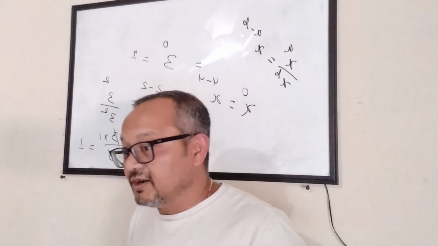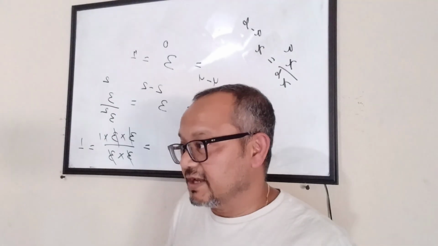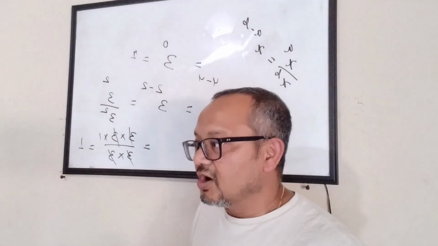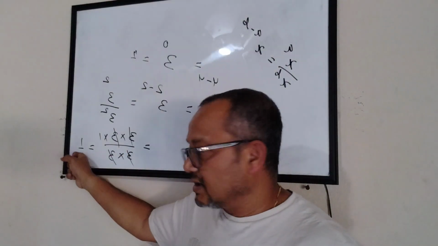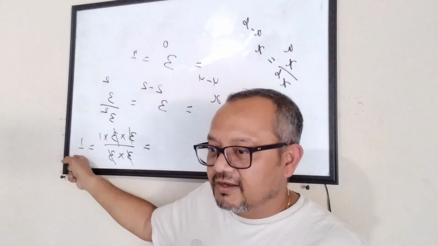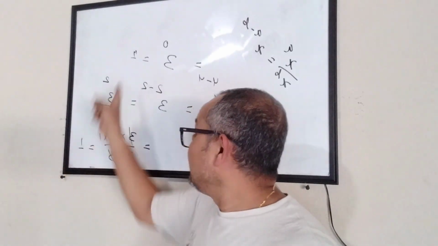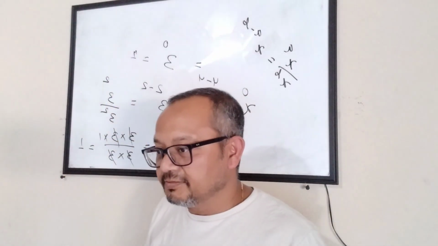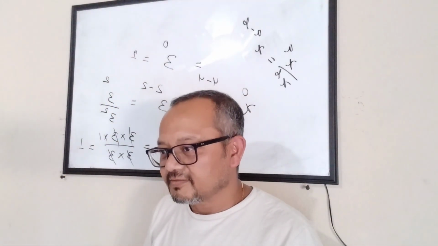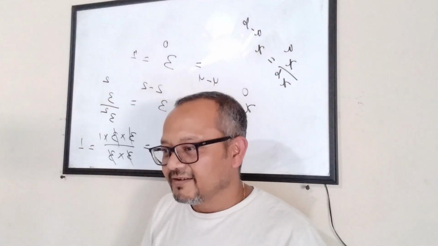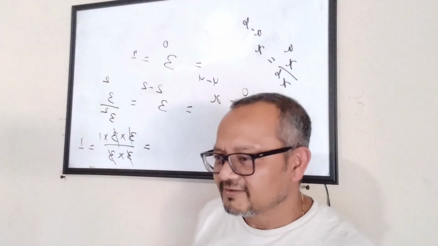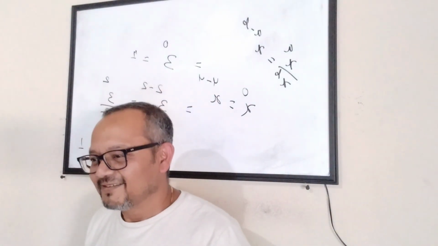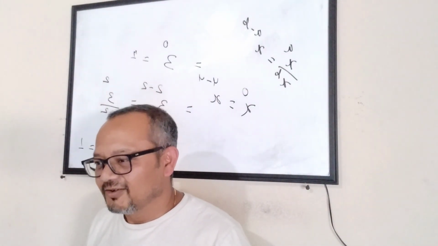So hereafter, if anybody says x to the power 0 is 1, or anything to the power 0 is 1, except 0 itself, why it is the case, we just saw it happening. Correct?